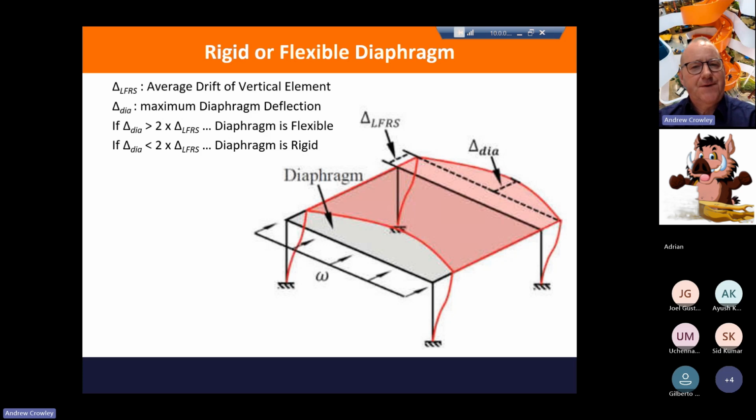Now, as a rule of thumb, if it's concrete, it's probably rigid, and if it's timber, it's probably flexible. But there are extreme examples of either, because you can have rigid timber diaphragms and you can also have flexible concrete ones, and it's about the relative stiffness between the diaphragm and the supporting structure, whether it's walls or columns.